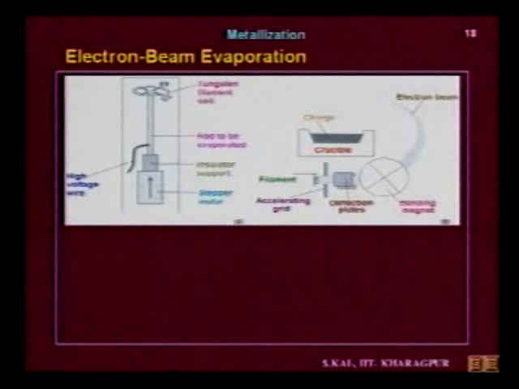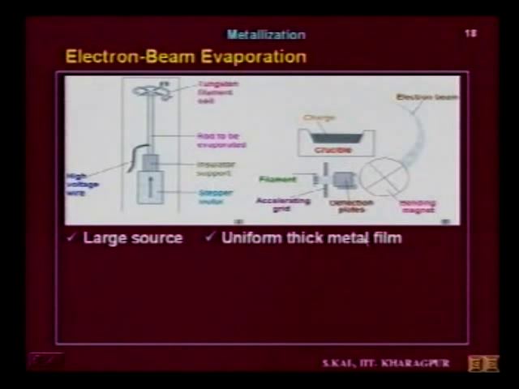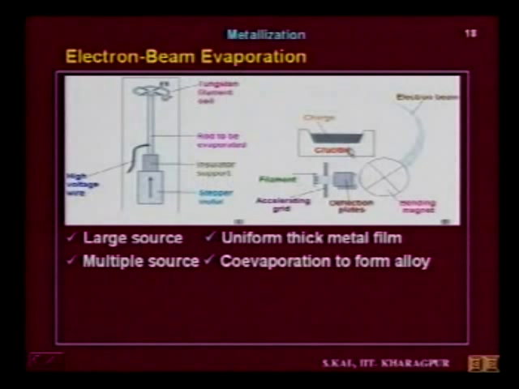And here a large source you can use, and a uniform thick metal film is obtained, because the electron beam spot is scanned here, and as a result you can get a uniform thick metal film. Multiple sources you can use, because the hearth we are using may have several groups, and for each group you can use a different metal.